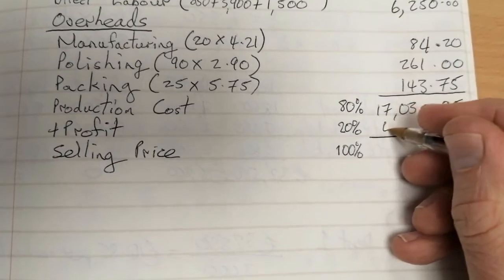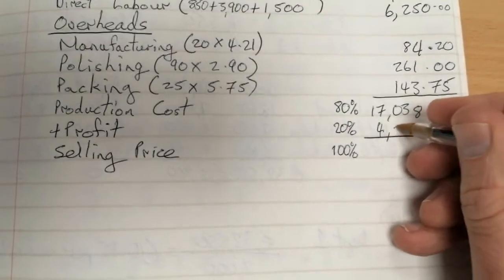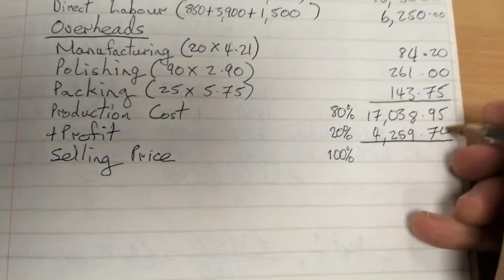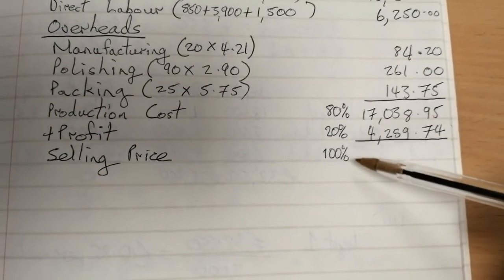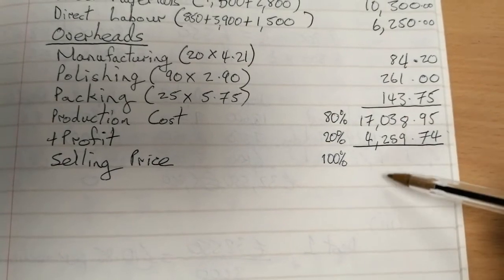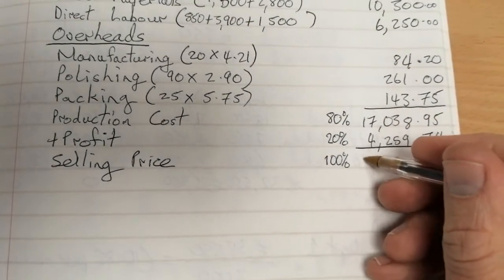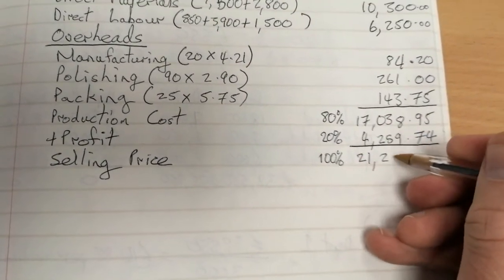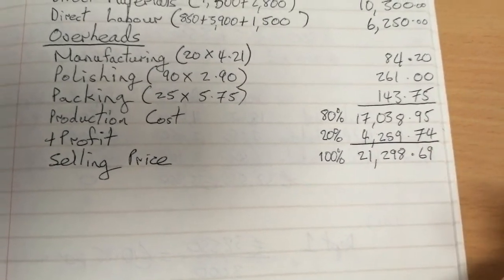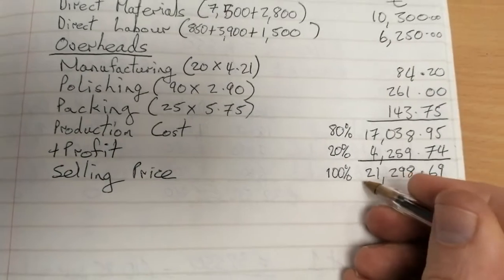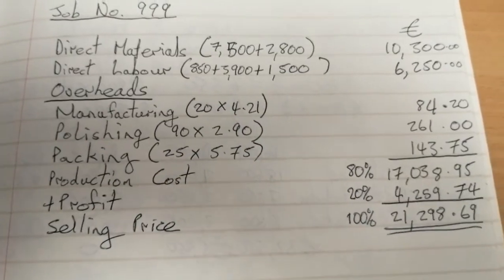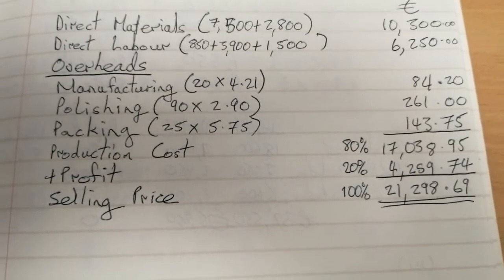So if you did that, this would turn out to be 4,259.74. And then we know that if this 100% is 80 plus 20, all we have to do is add these two together and we have our selling price, and that would work out to be 21,298.69, isn't it? Yeah, it looks right to me. And we're done. That's job number 999, the selling price calculated.